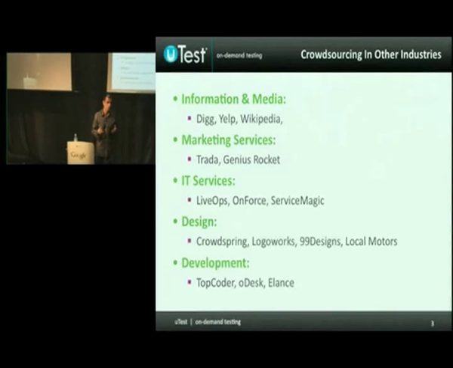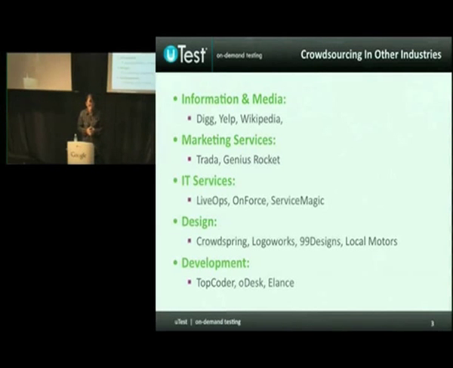In information and media, I think everybody knows Wikipedia was created by the crowd, contributed by many people. Digg, Yelp. In marketing services, a good friend of mine started a company called Trada. People today go and basically hire experts to do the Google AdWords campaign. What Trada does is have experts compete to do the best Google AdWords campaign for you. So he has a crowd competing for it.